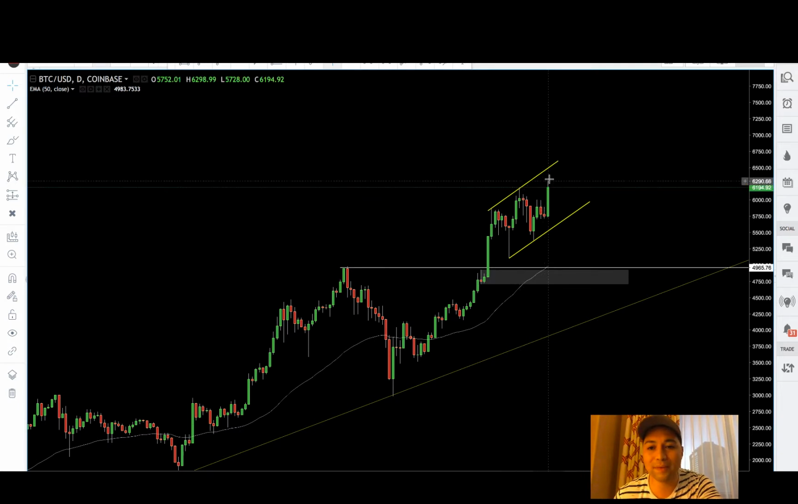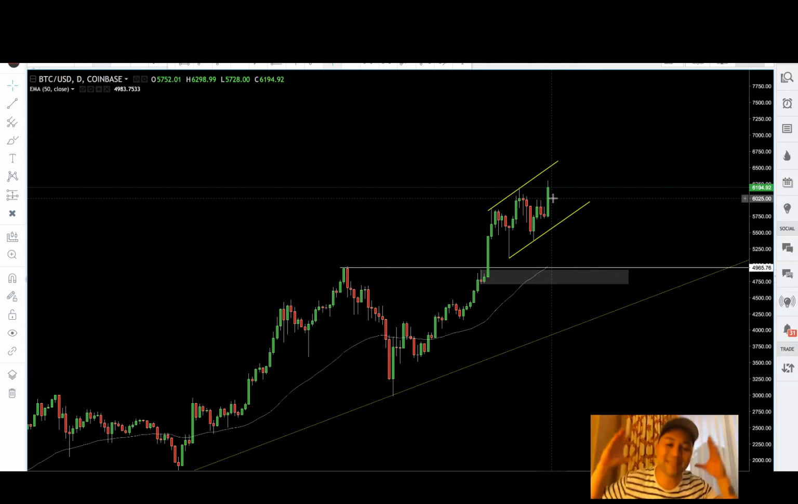So we potentially might come up and retest 6,500 or right around there before we pull back again. So obviously we're still bullish. We're bullish until we see a structure break. And remember, the definition of an uptrend is higher highs, higher lows. The definition of a downtrend is lower highs and lower lows. So we're still in an uptrend.